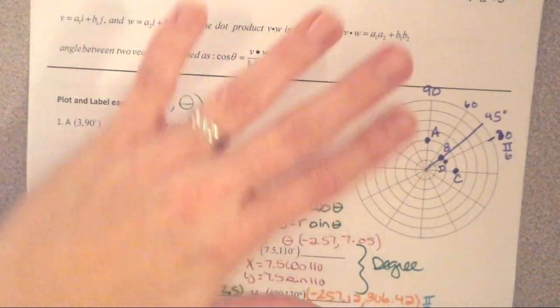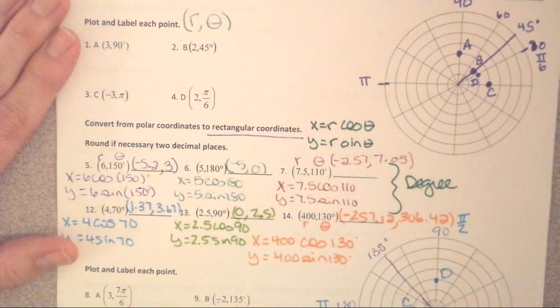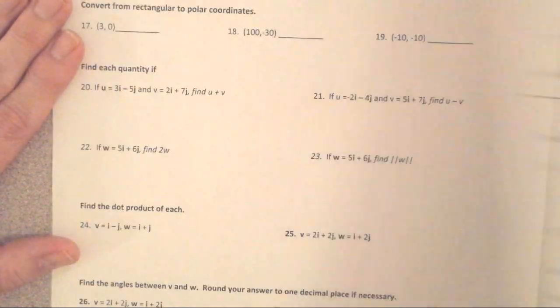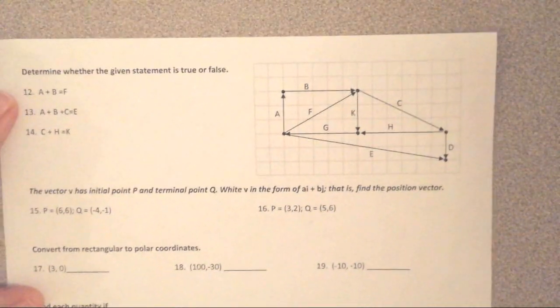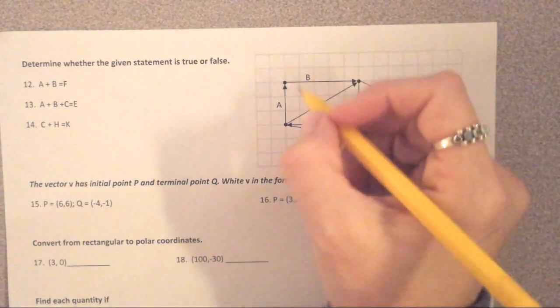All right, so hopefully you've gotten a lot better at your graphing and you did fine converting from polar to rectangular. All right, so on 12 through 14, we're going to use this picture right here to answer some true-false questions. So number 12 wants to know, if I add A plus B, does it equal F?